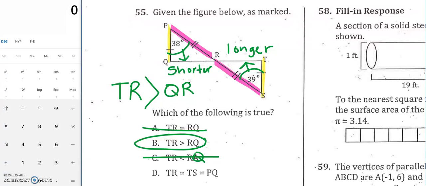But that's not going to be our choice either because TR is not smaller. And then last one, TR is equal to TS, which is equal to PQ. Okay, I know that TS and PQ are equal, but as far as TR, I don't know that. So it's not going to be choice D. Choice B all the way. All right, let's move on to the next question.